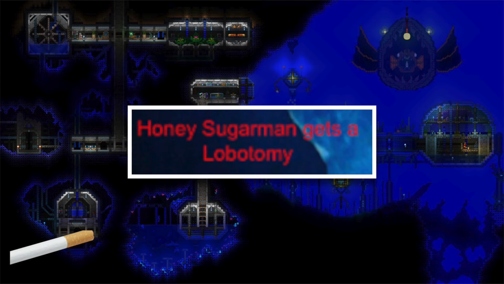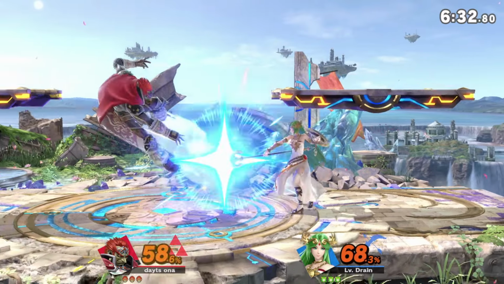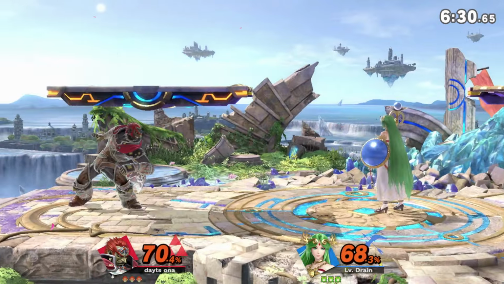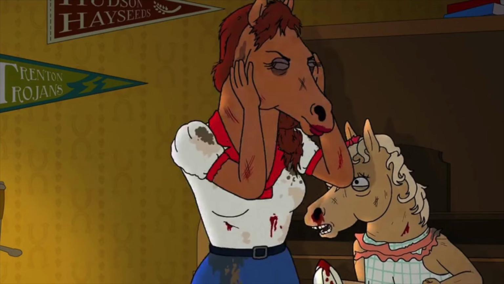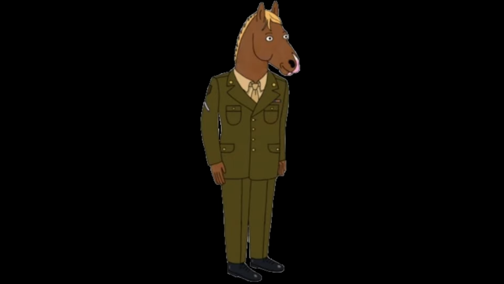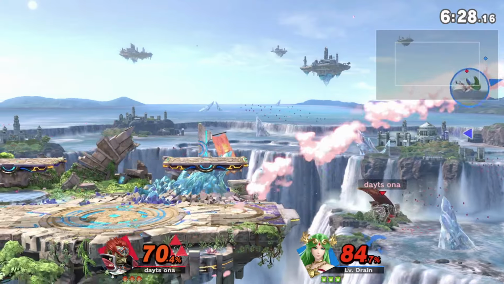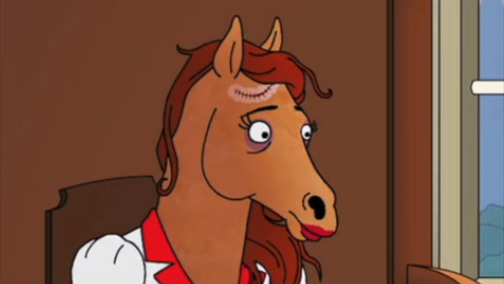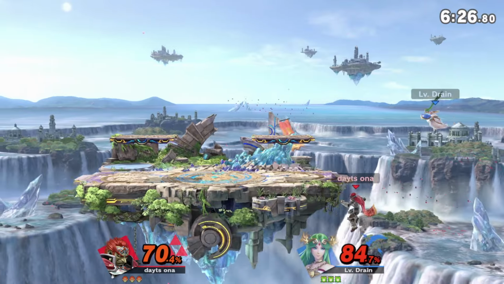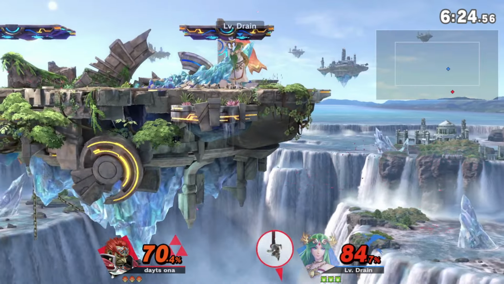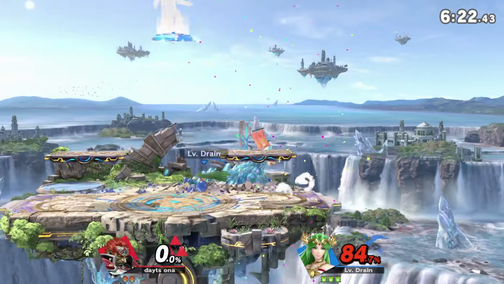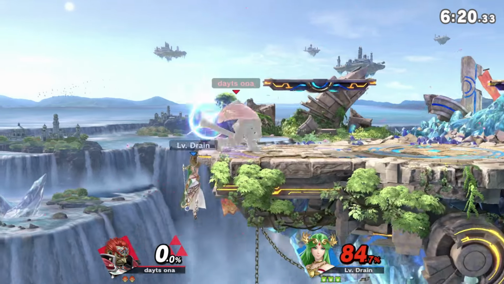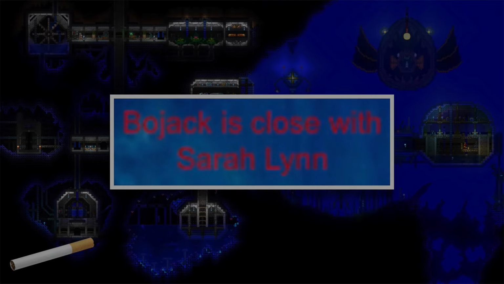Honey Sugarman gets a lobotomy. Beatrice's father forces her mother to get a lobotomy after she goes insane. She goes nutty when she learns that her son Crackerjack died in war. So, she gets a lobotomy. You can still see the scar on her head, and ever since then, she acts like a complete robot. No emotion, and sounds like a zombie. This is definitely a major factor in Beatrice's character.